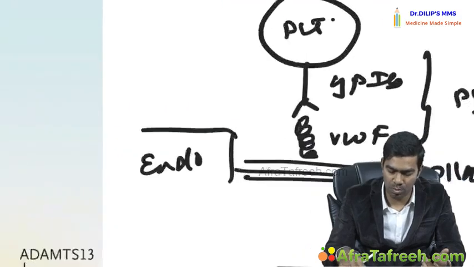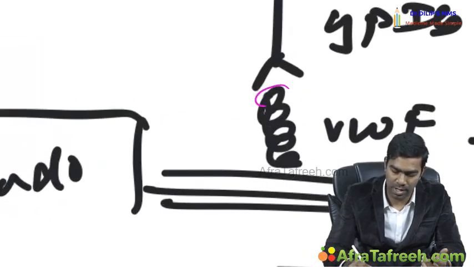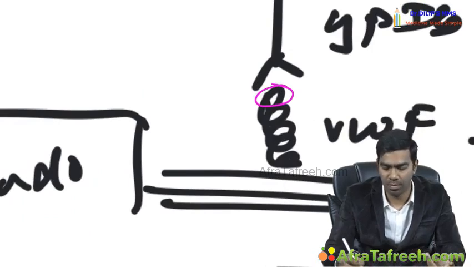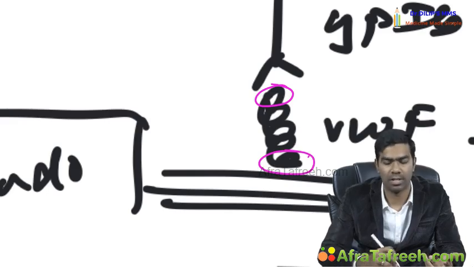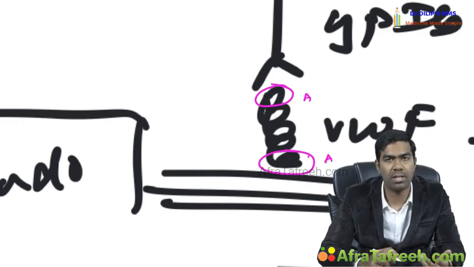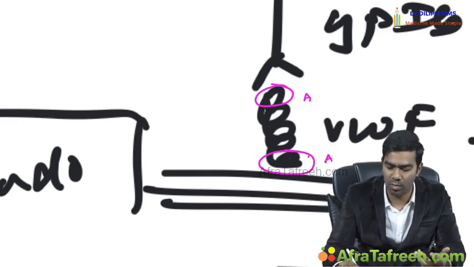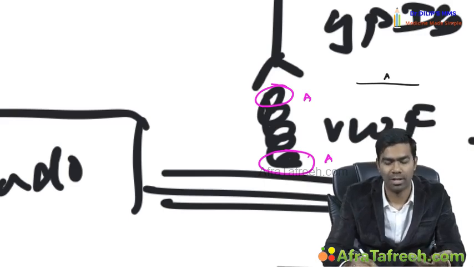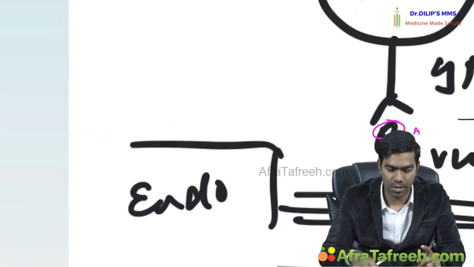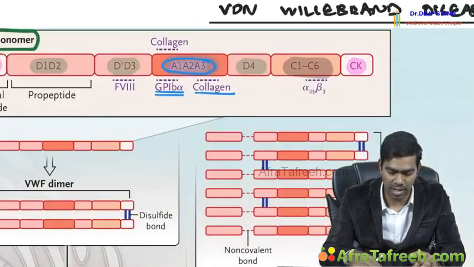But which domain, if you ask me, binds with the platelet GP1B receptors as well as the subendothelial collagen? It is the A domain. The A domain is the one that's going to bind. So you might ask me how a single von Willebrand factor which has one A domain can bind with the platelet GP1B as well as the subendothelial collagen, and that is where your multimers come into play. Which means when you are going to form a multimer, let us see this diagram again.